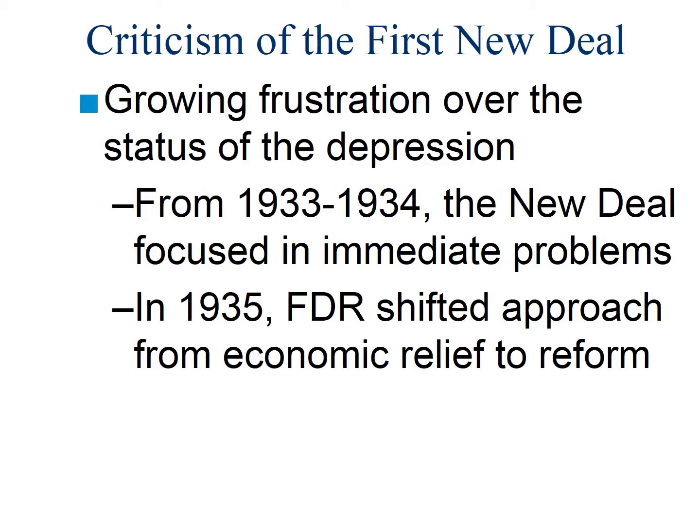Now, when we talk about the reason for the Second New Deal, there was a lot of frustration from the American people over the first New Deal. Essentially, the promise was that the programs would alleviate the problems and that we would be able to get out of this financial strain. But it wasn't happening. We're still having lots of unemployment, lots of economic problems, and a lot of people were frustrated over the status of the Depression, which led FDR to shift his approach in his economic programs from just relief to reform and recovery in 1935.